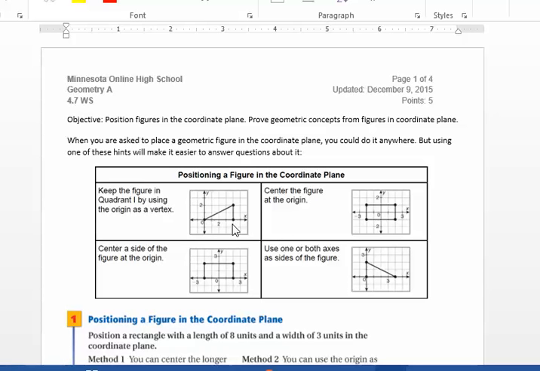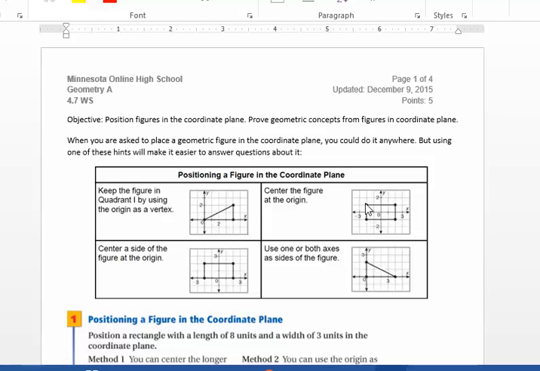plane. So if they ask you to put a square in the coordinate plane, or a rectangle or a triangle, you want to think about where to do that. You really could do it anywhere you want. You could put the corner at 4, 3 if you wanted, and then go up from there. But think about where it would be the easiest to place it. I usually do this, the first option. Keep the figure in quadrant 1 by using the origin as one of the vertices. That's what I almost always would do.